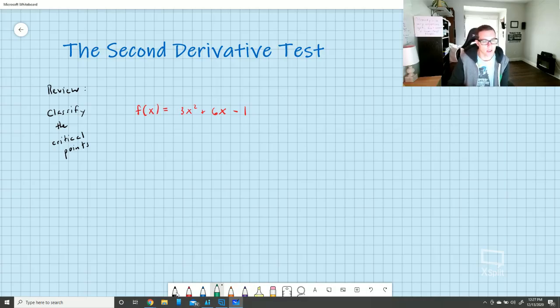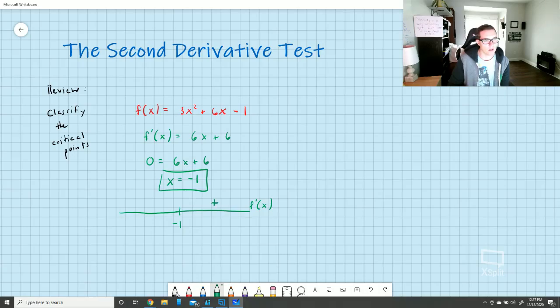That's the first derivative test, right? Take the first derivative, which is 6x plus 6, set it equal to 0, x equals negative 1. And then we do the number line, negative 1, f prime of x, and we plug in something bigger than negative 1, like 0, that's a positive. Plug in something less than negative 1, like negative 2, that's a negative, so the graph goes down, and it goes back up, which makes sense because it's a parabola. And this is a relative min.